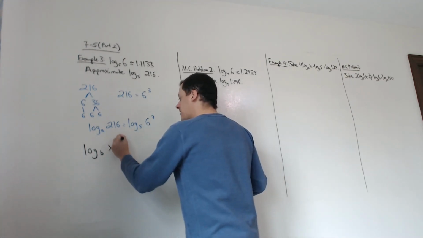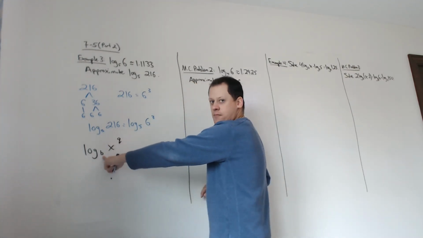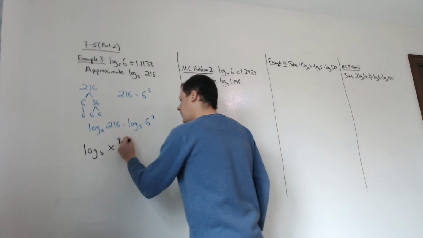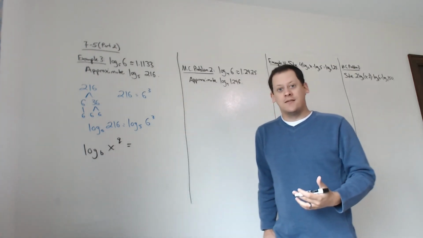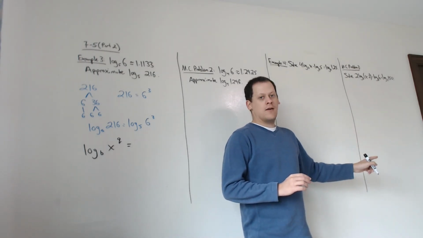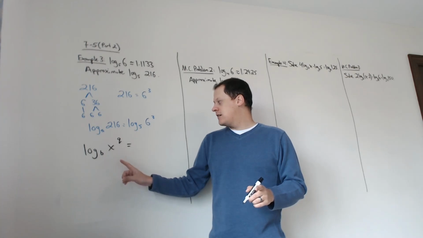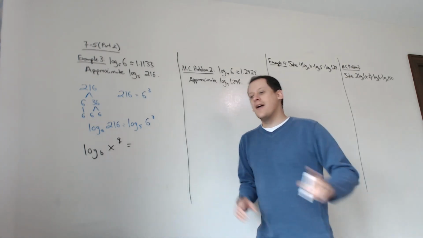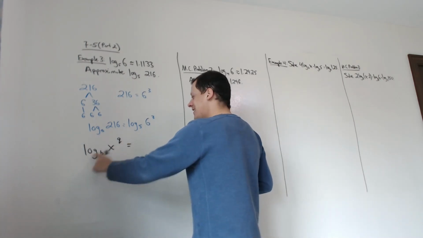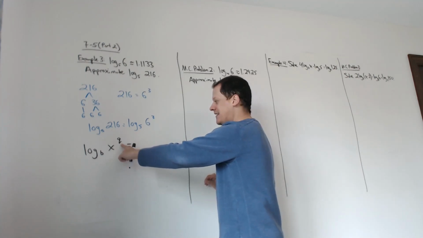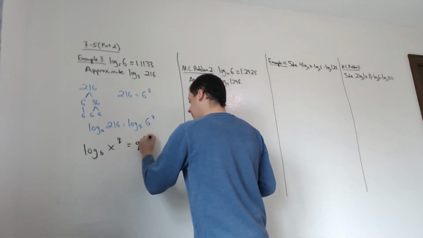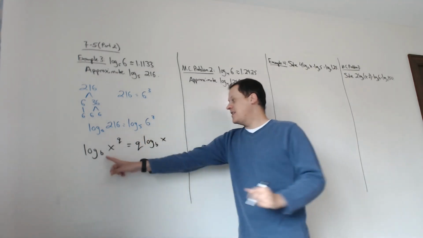So let's say we have something like this. Log with some base of x to the q power. Okay. There is another way to write this. And there was actually a problem, I think it was the last problem in the last video, where we had something like this. And we wrote it a certain way. But there was an easier way to do it. A nice thing about logs is, we can take this exponent and put it out front. These two things are exactly the same.